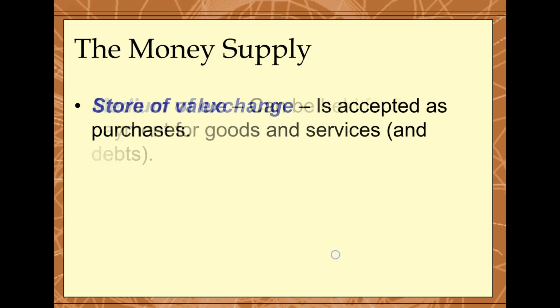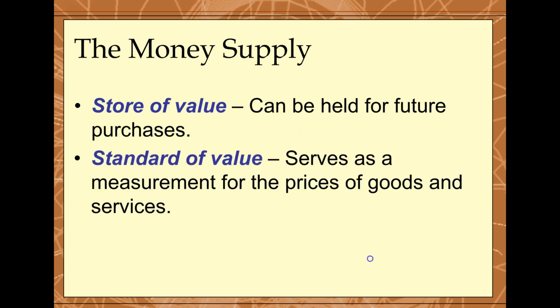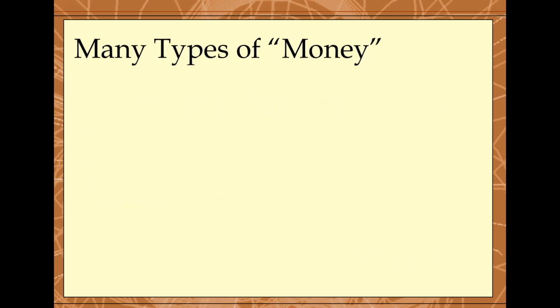So we've covered all of these: medium of exchange, store of value. So I'm going to go on to the types of money we have in the economy. Now, most people associate money with cash or coin, but that's not the only type of money.